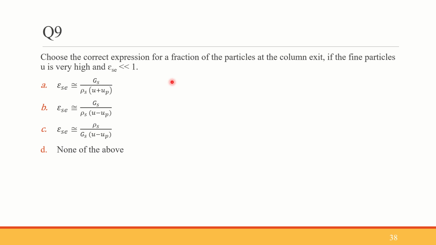So GS is equal to rho S US epsilon SC, we have seen, and US is equal to U minus UP. So option B is the right answer. Epsilon SC is equal to GS divided by rho S into U minus UP. In other words, we can write it as GS is equal to epsilon SC into rho S into US, and US is nothing but U minus UP. I hope it is clear. We'll go to question 10.